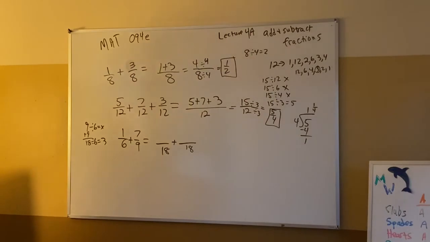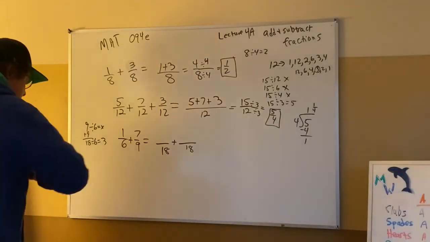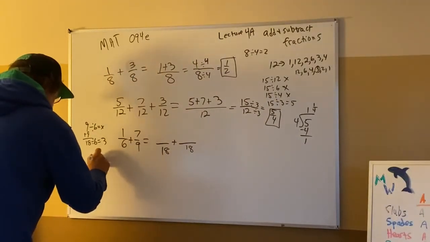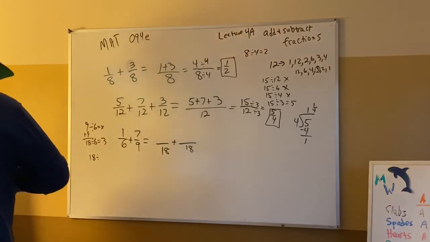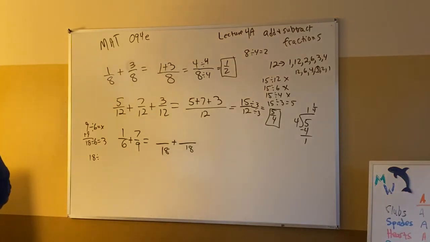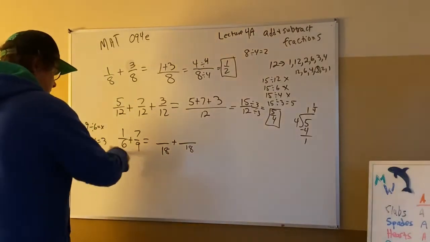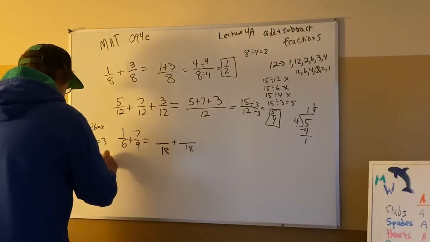Now, what I have to do is take my 18 and divide it by what I used to have. 6 gives me a 3.